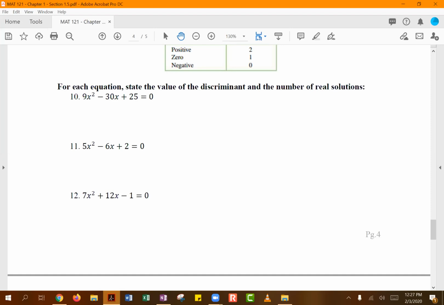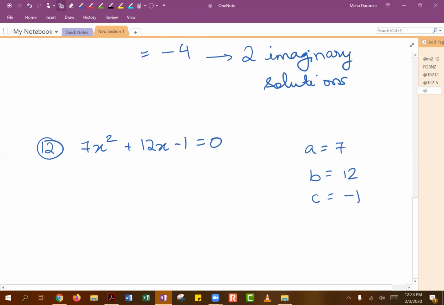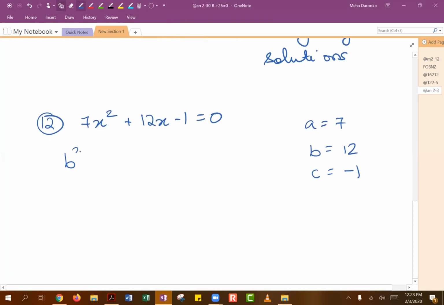Two real solutions. Okay, let's verify that. So you've got 7x squared plus 12x minus 1. So again, here our A value is 7, B is 12, and C is negative 1. So just a discriminant. And this comes out to be 12 squared minus 4 times 7 times negative 1, right? 12 squared.